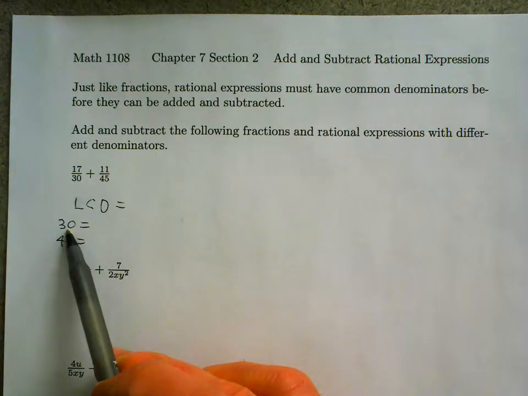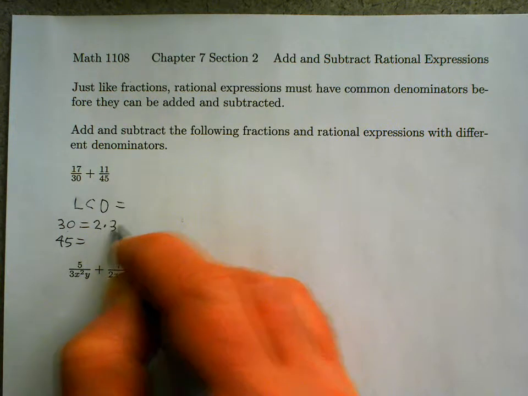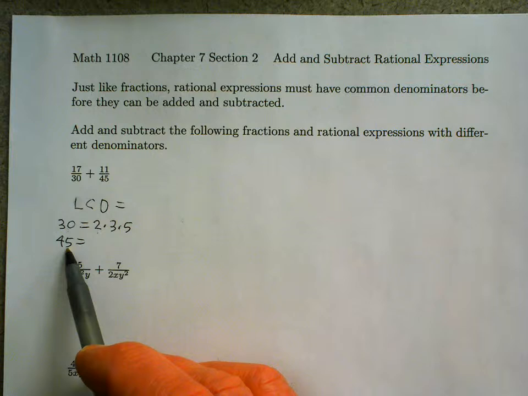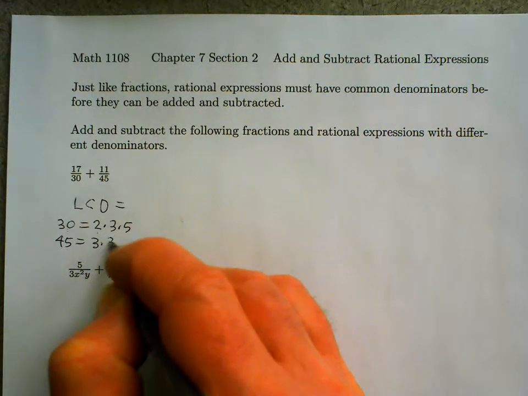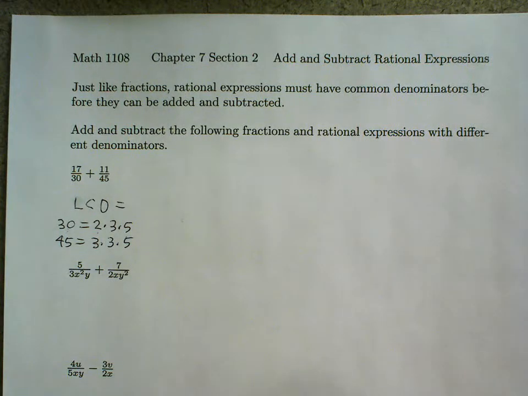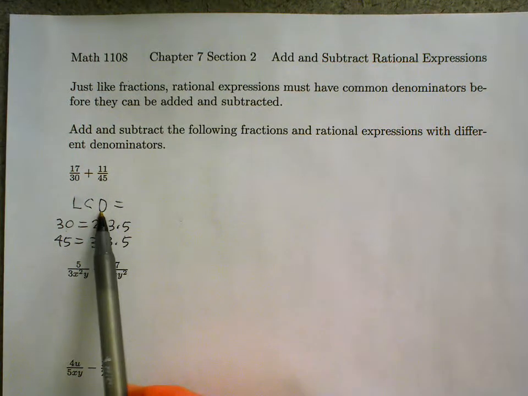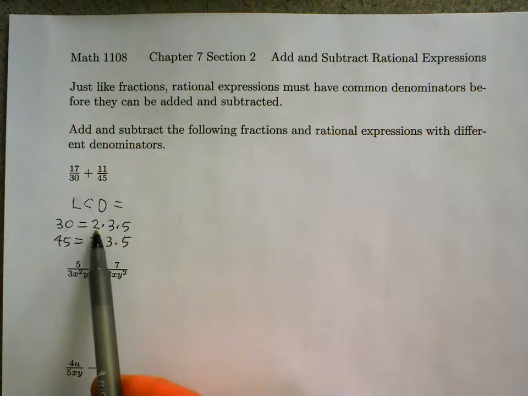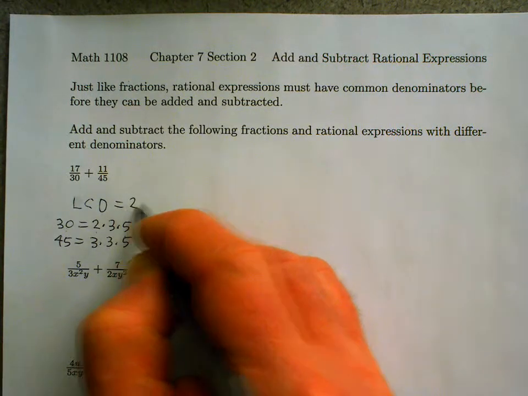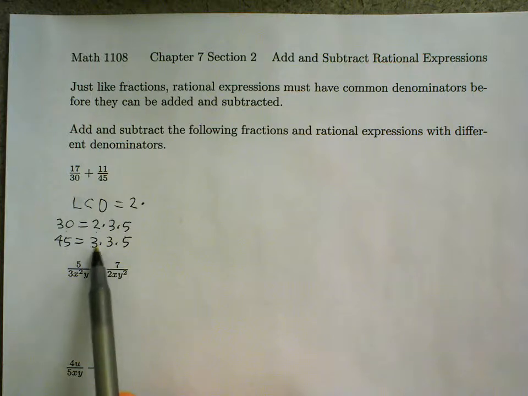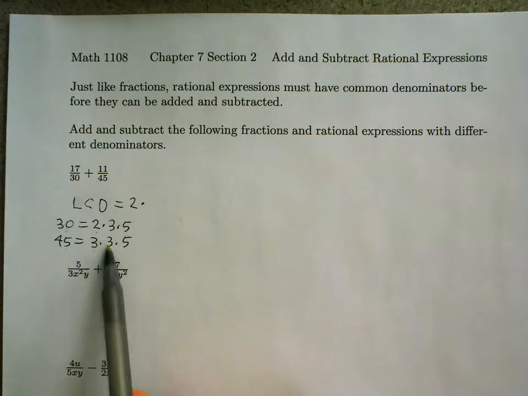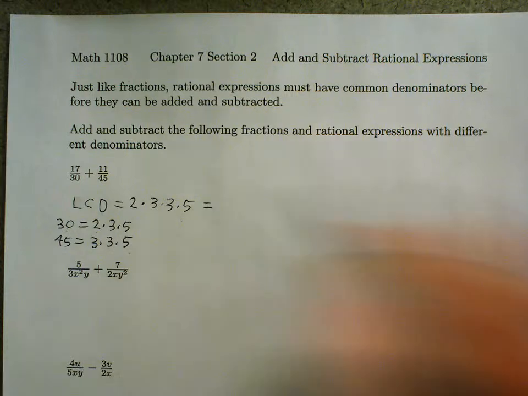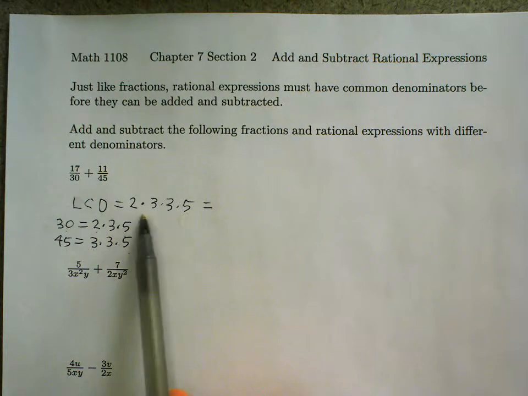The prime factorization of 30 is 2 times 3 times 5. 2 times 15 is 30. The prime factorization of 45 is 3 times 3 times 5. So the least common multiple has to have the factors that appear in both. So the least common denominator has to have a factor of 2. It has to have 2 factors of 3, and it has to have one factor of 5. So when we multiply these together, we get 90.